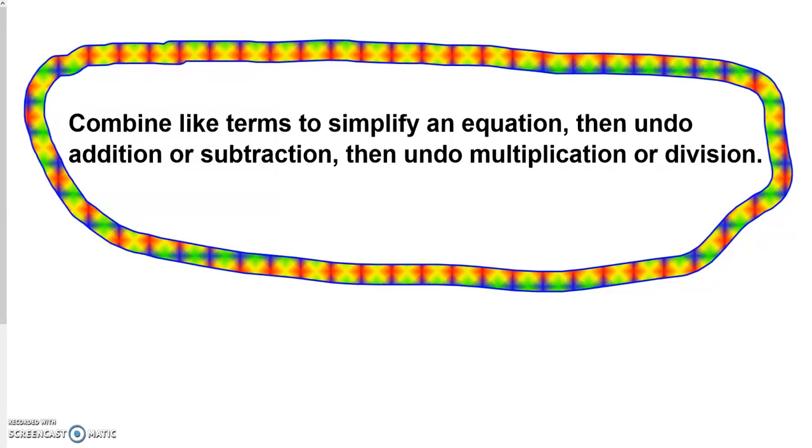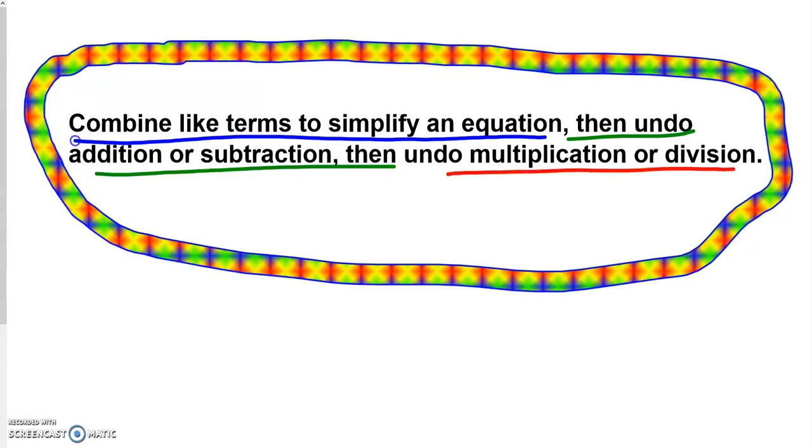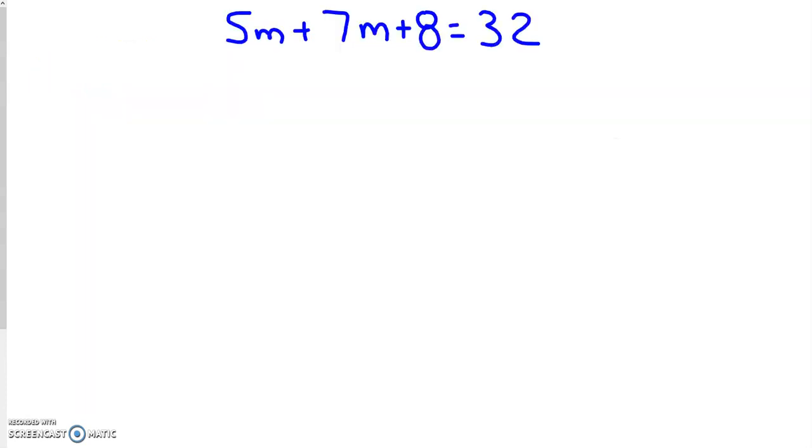So our goal here is going to be to solve three-step equations. And you'll notice we have to follow these three steps in order. First, we're going to combine any like terms. Then we will undo addition and subtraction. And last, we will undo multiplication and division. So we have to follow those three steps in that order.